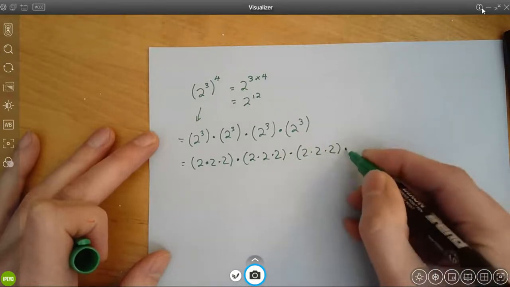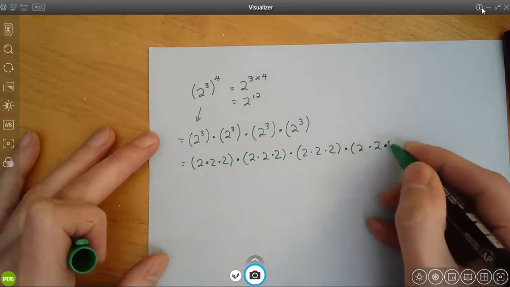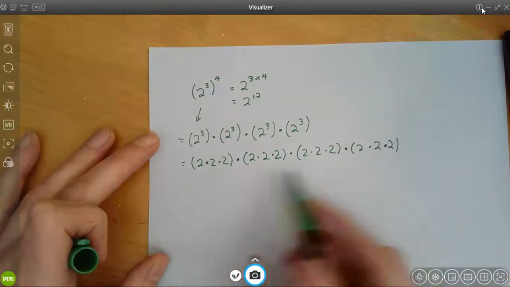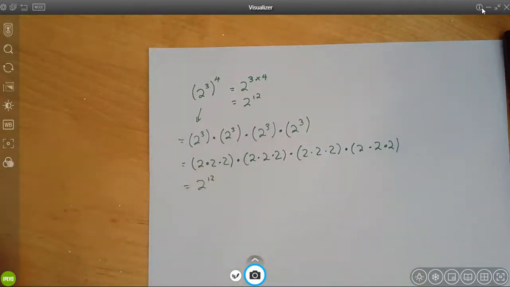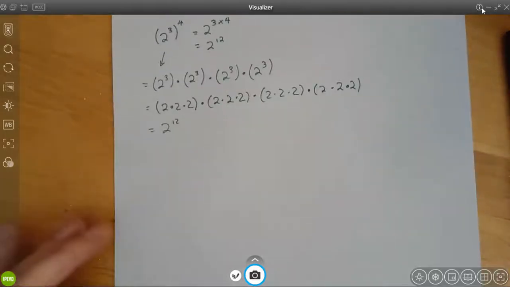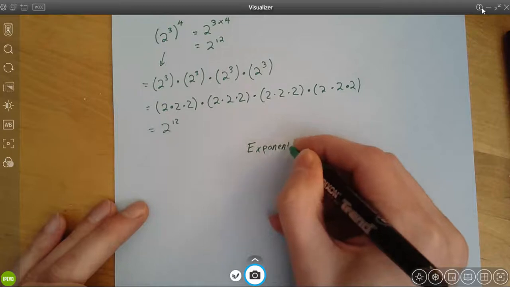So I've got 4 groups of 3. And whenever I have multiple groups of something, I'm, of course, multiplying. So I'm multiplying 12 2's together. So that's 2 to the 12. That's kind of an explanation of our power to the power rule. So we've now learned, over the past 2 lessons, 4 exponent rules.